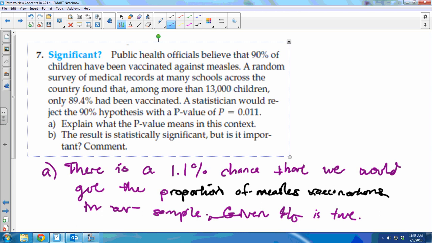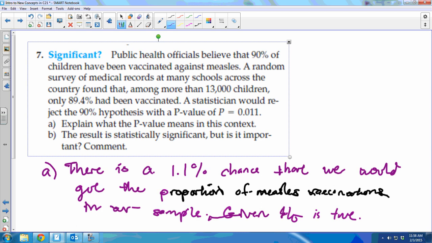Right, P is 90%, P hat is 89.4%. What difference is that? 0.6%. So do you think the result is important? Probably not. Again, if you created a confidence interval based off of P hat, 90% is probably going to fall in that confidence interval. So it's really not any different, right? So it's not important.